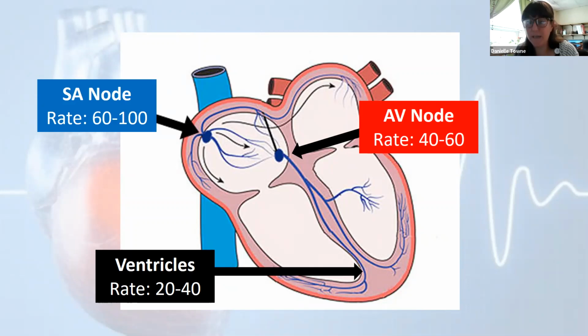Finally, we have our Purkinje fibers, which are in our ventricles, and they can generate an impulse if both the SA node and the AV node fail. This has an average rate of about 20 to 40 beats per minute. This is going to be important later when we start to identify the different rhythms. So we really want to remember these 3 different sets of numbers: SA node has an intrinsic rate of 60 to 100, AV node about 40 to 60, and ventricles about 20 to 40.